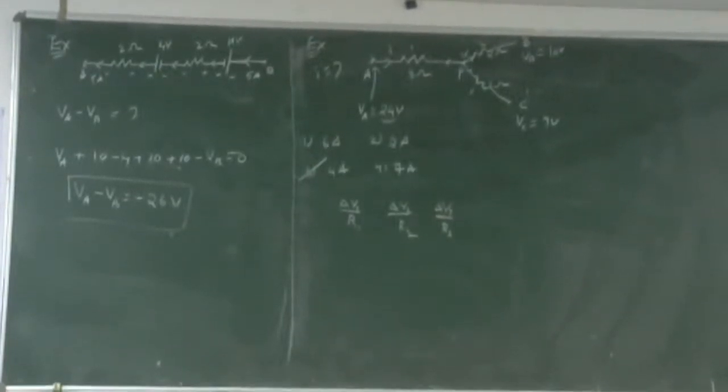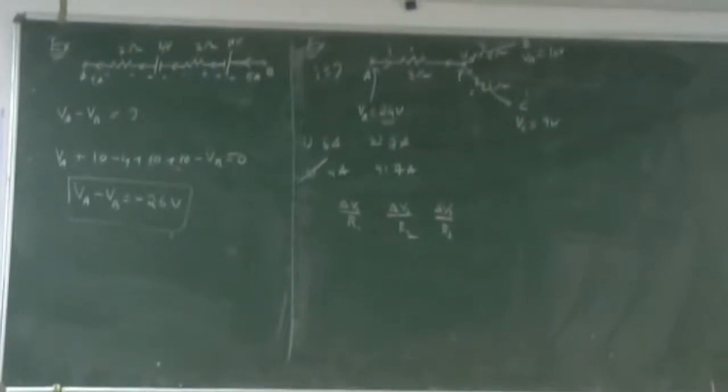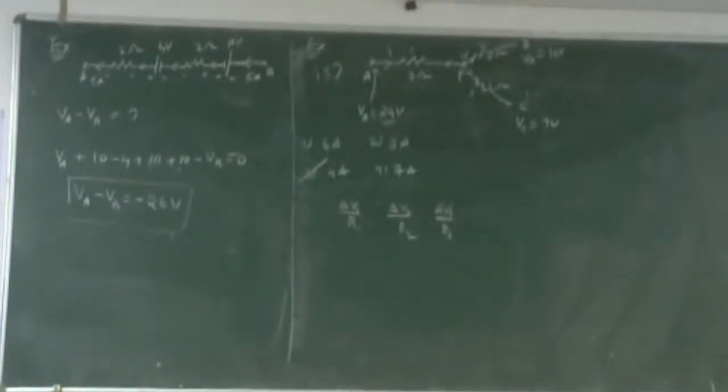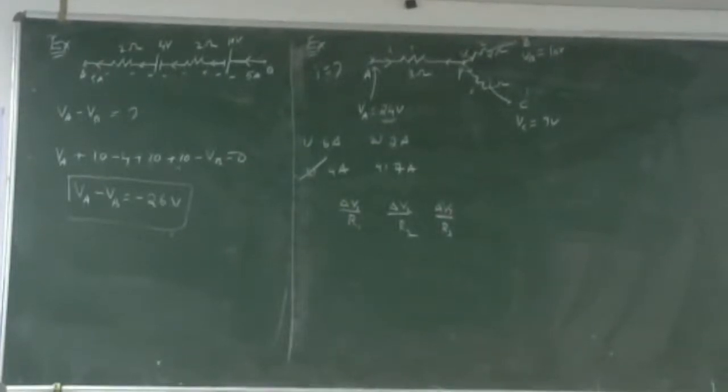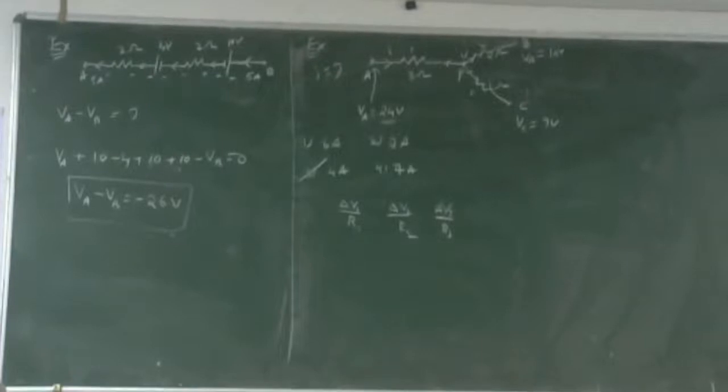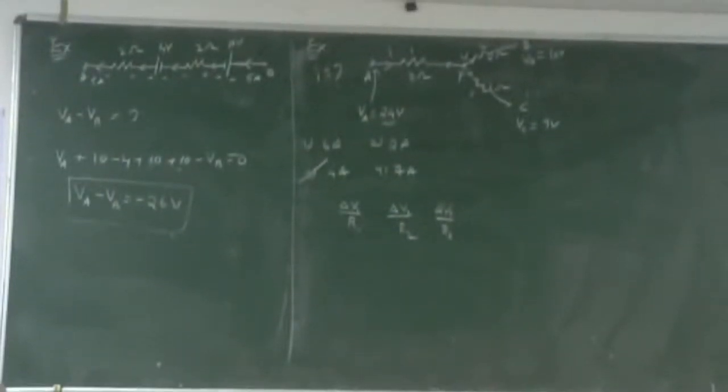How did we do it? This is 9, this is 10. So this is 10, this is 9, right? This is 24. So obviously it should flow in these two directions, from this direction and this direction. So you have to take I equal to I1 plus I2. Like that you have to take.